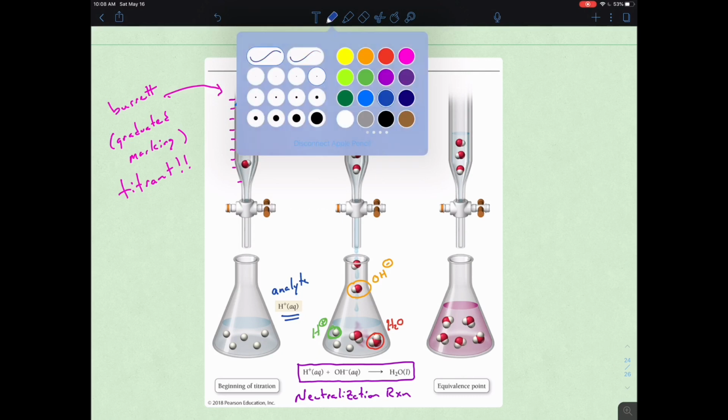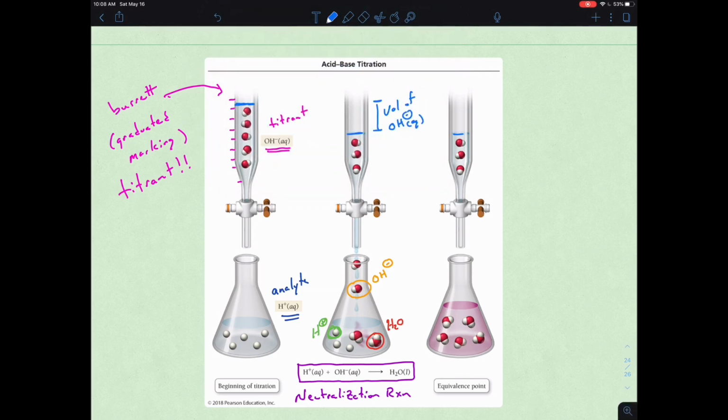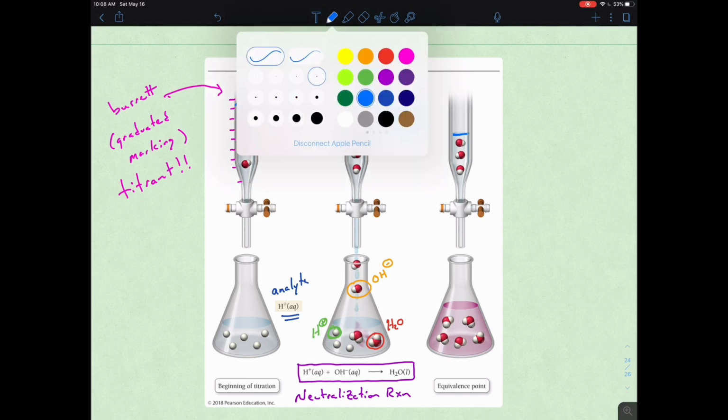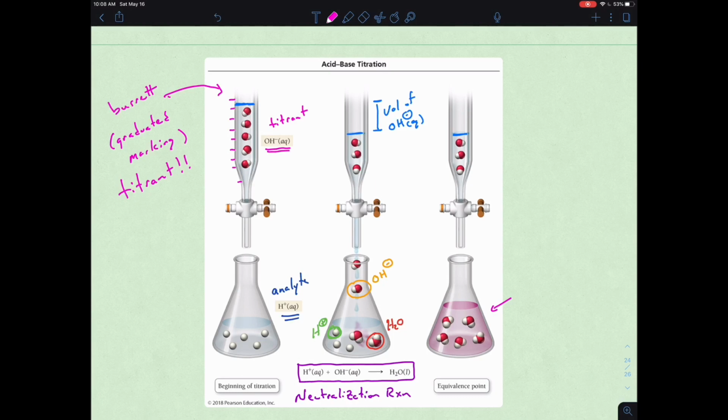Those are the different players within the titration, and eventually we reach a spot where everything has reacted. Now everything has gone over to H2O. They've reacted on a one-to-one basis. And also notice the indicator color change, again to indicate the equivalence point. So that's that indicator idea.